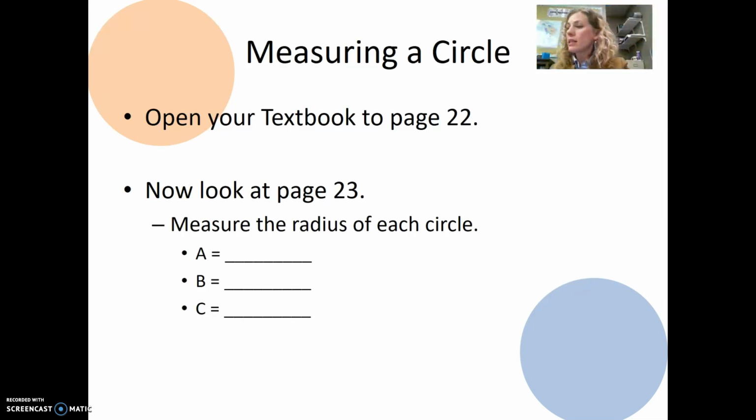And what I want you to see is that MP is twice as long as OP, which means that diameters are twice as long as radii. Okay, on the next page, on page 23, you need to measure the radius of each circle.